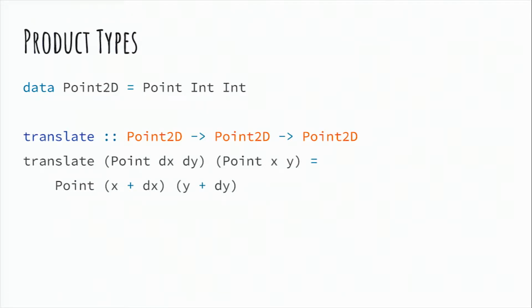An example of a product type would be a two-dimensional point. So it's called a product because if integer would have 1,000 values and you take two integers and turn them into one value, then a point can have 1,000,000, 1,000 times 1,000 different values. So that's why the name product type is quite fitting, and you could write a function, for example, that translates a point using a distance, which you also write as a point.